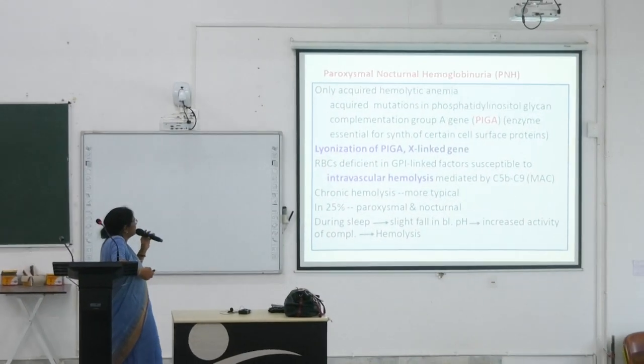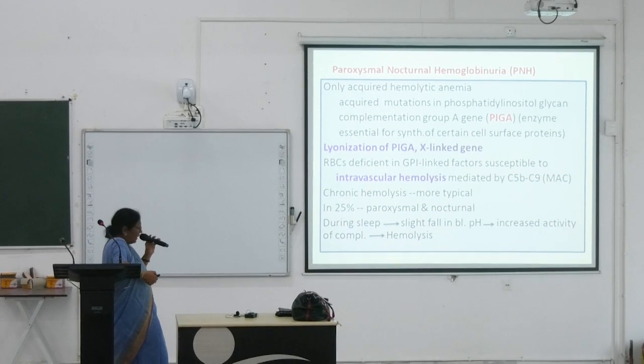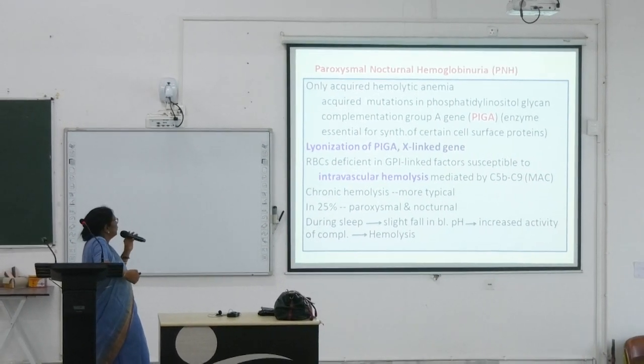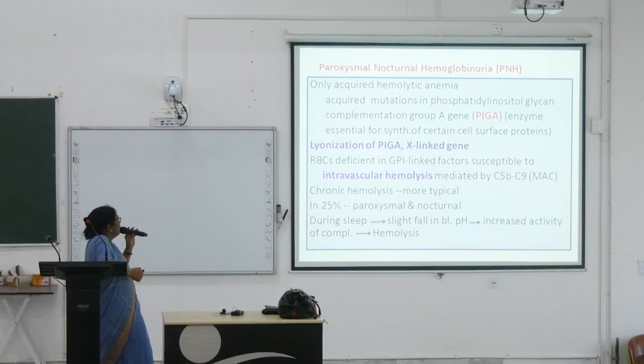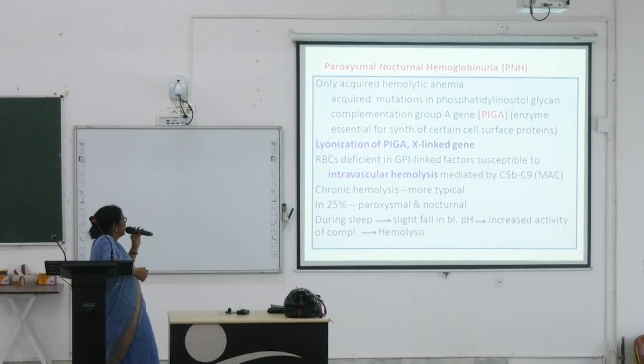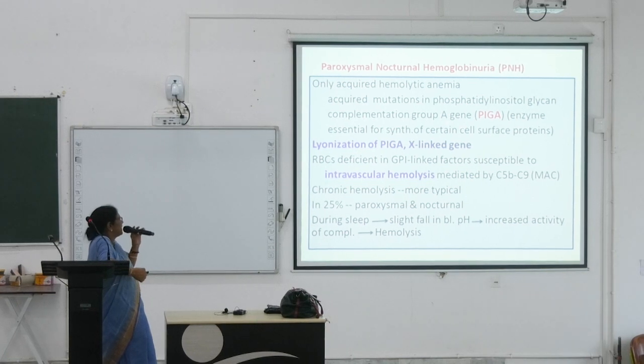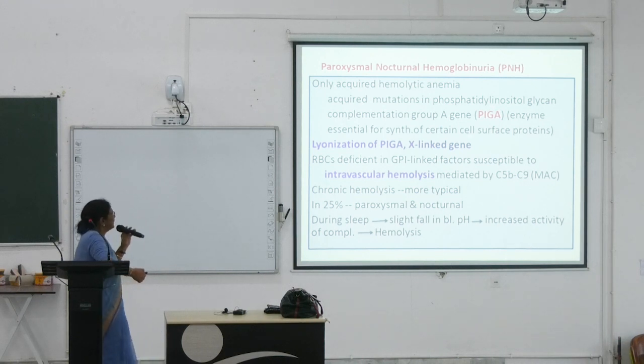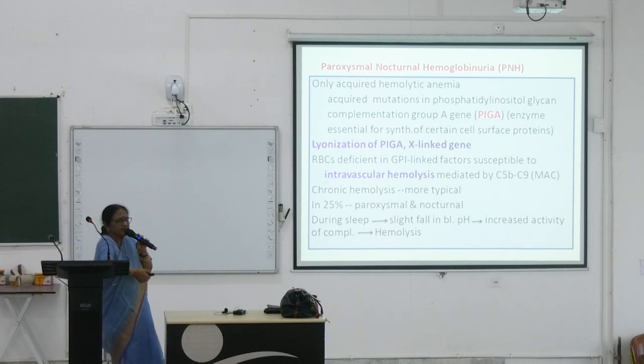Now then, very short, the PNH. It is the only acquired hemolytic anemia. There is acquired mutation in the phosphatidylinositol glycan complementation group, a huge name, I also cannot memorize it sometimes. It is the PIGA, that is the phosphatidylinositol glycan group, and it is the enzyme which is responsible for the synthesis of some proteins on the RBC membrane.